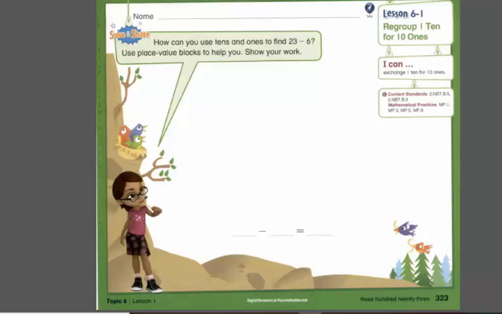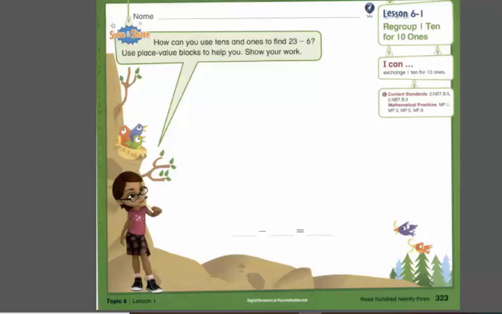So today we will talk about topic 6, lesson 1, regroup 1 ten for 10 ones. How can you use tens and ones to find 23 minus 6?